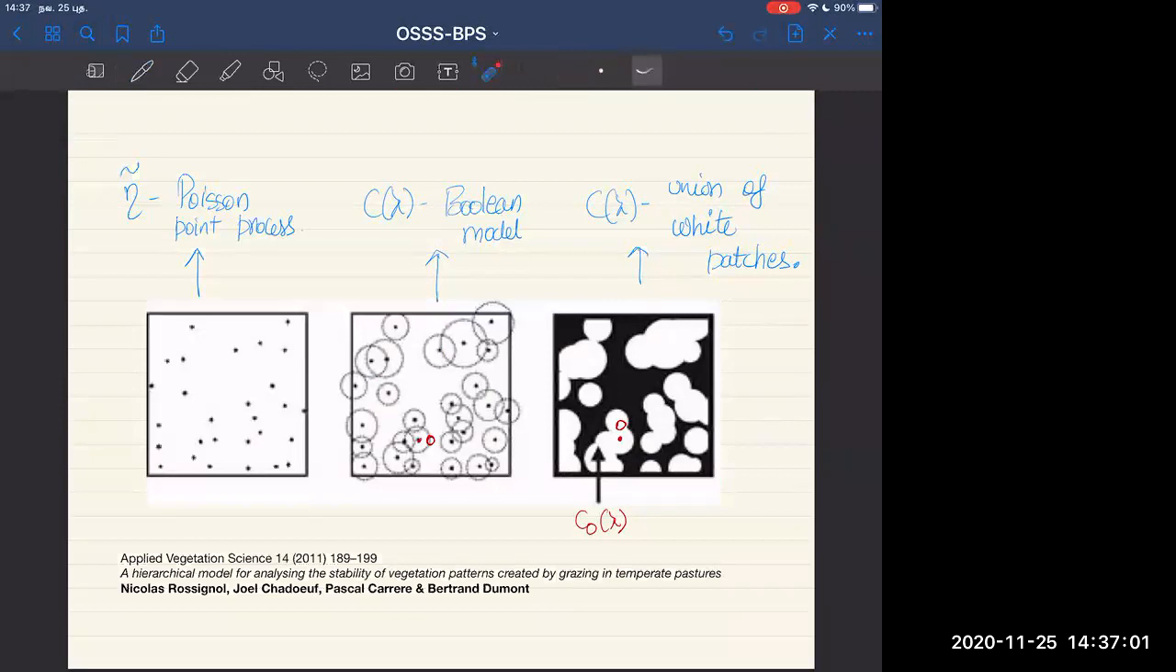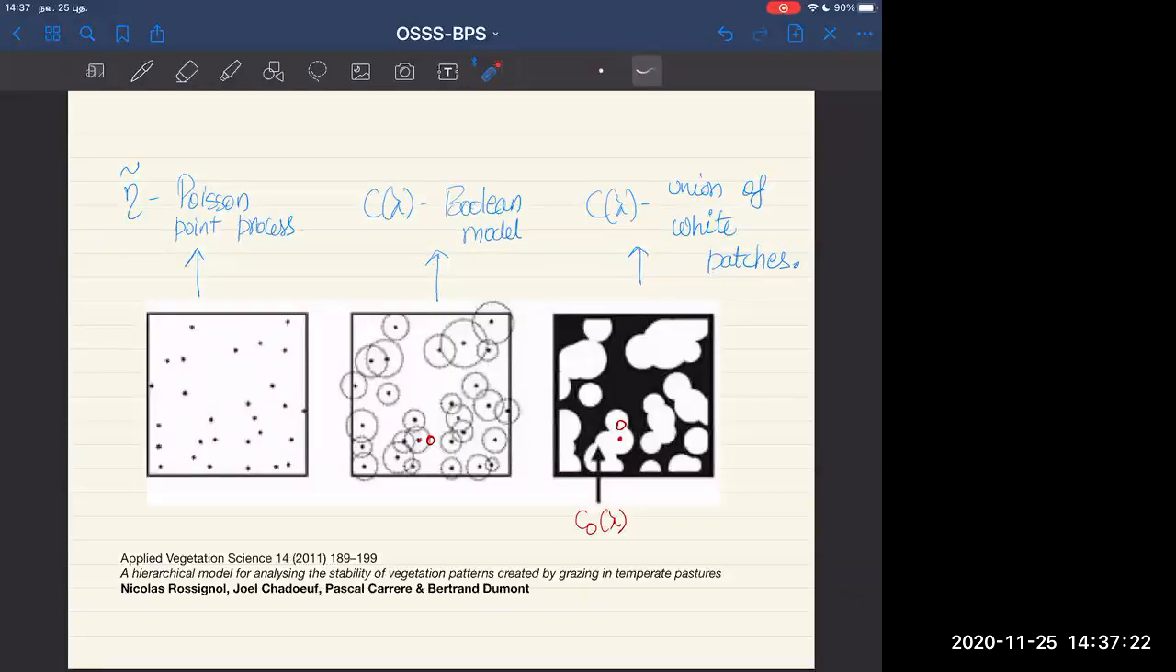So this is the Poisson process, a simulation. I put the journal to also indicate that this Boolean model is not just a mathematical curiosity, but is very useful in many applications. This is from a journal on applied vegetation science. Okay, so these are Poisson points.